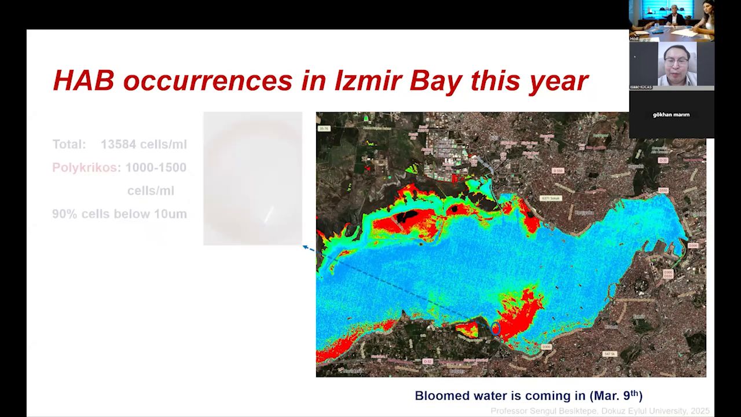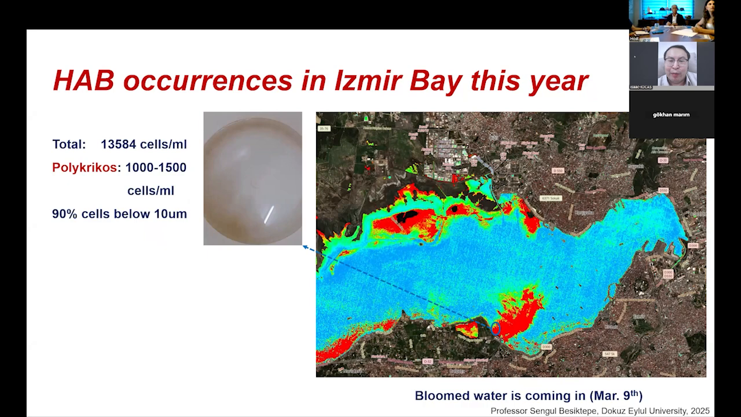And we get samples from this area from the Professor Sengu, and he is a professor of the Dokuz Eylül University. And he just did the cell counts. And the dominant species, the biomass is over the threat of HAB. So it was HAB there in March.